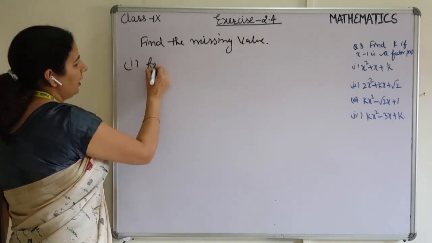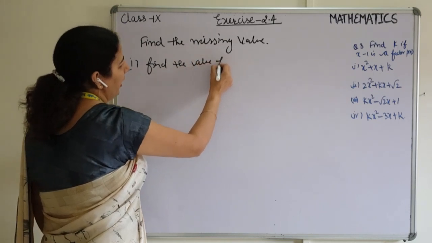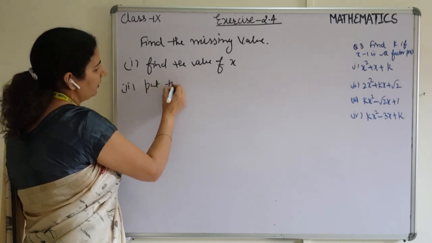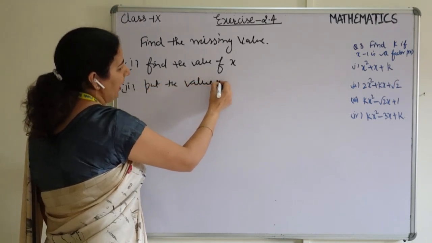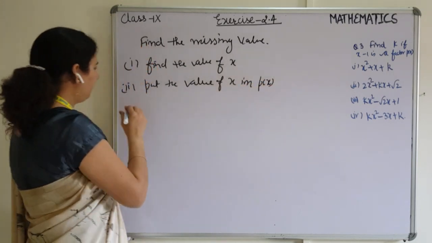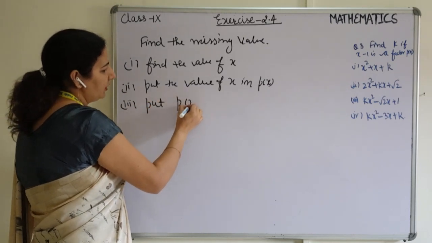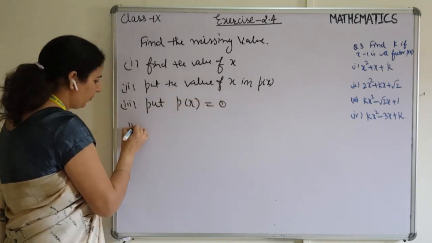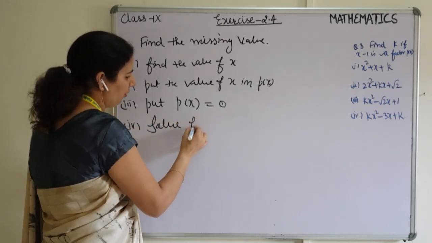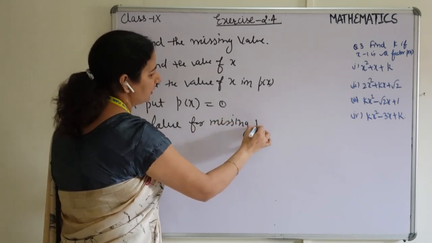First, find x. Find the value of x. Second method, put the value of x in px. Third step, put px is equal to 0. Fourth step, solve for missing values. Let me tell you about this.